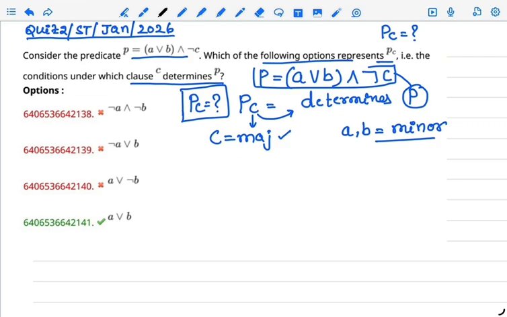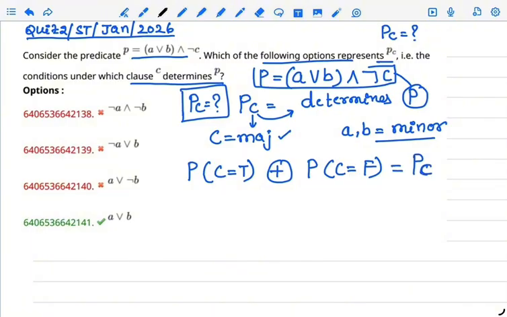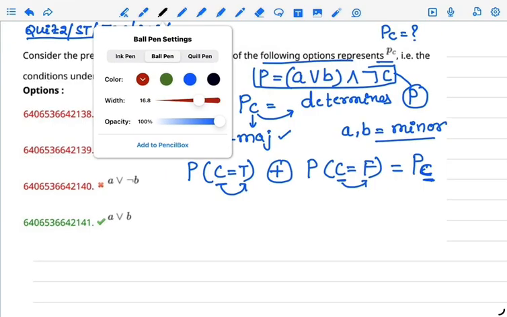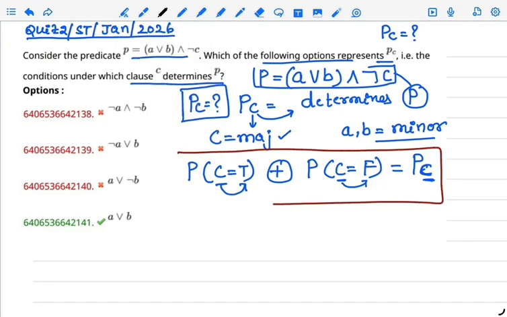So how to find this? In the predicate, you represent C equals true, XOR with the predicate with C equals false. This is the PC. Why? C is the major clause, so the clause C flips its truth value in the predicate. We replace C with true and false in the given predicate.